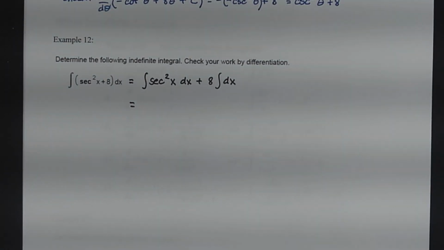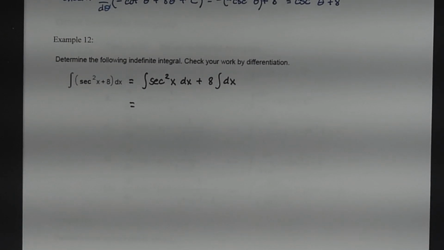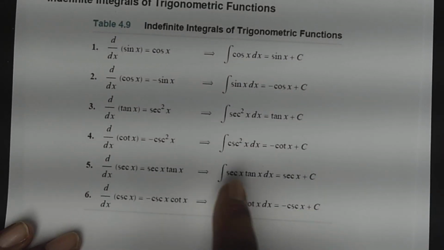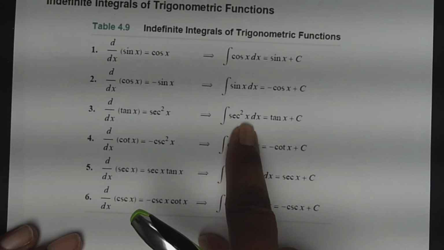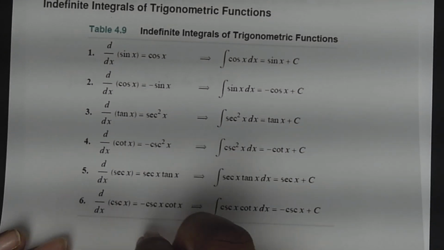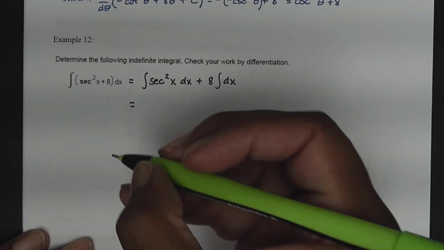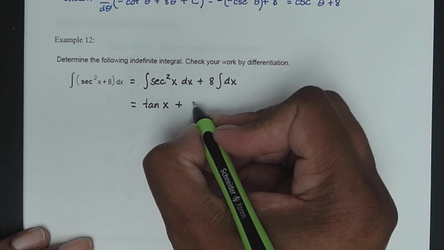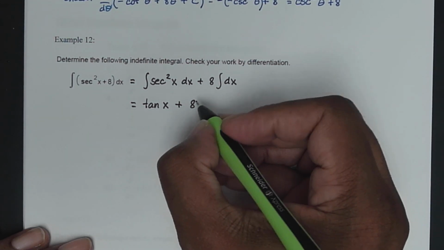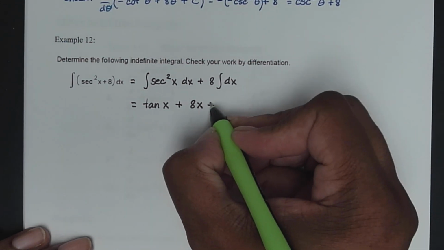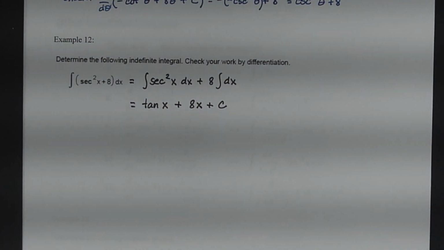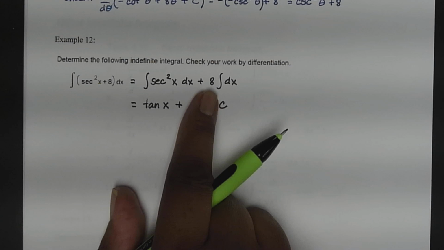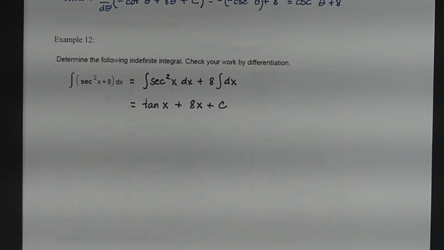Now, using that table that I showed you, the integral of the secant squared of x dx, here it is, that's the tangent of x. So here, this will be tangent x plus 8 times the integral of dx, which would just be x, and then plus c. So the integral of secant squared x dx is tangent of x. The integral of 8 times dx will be 8x, and then plus c.